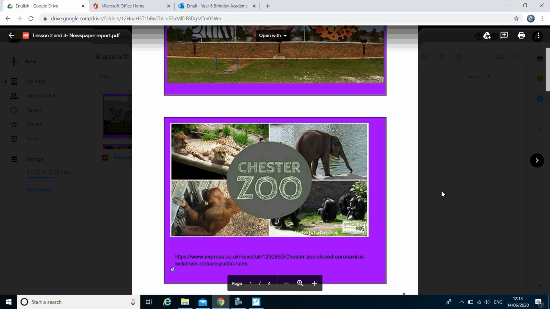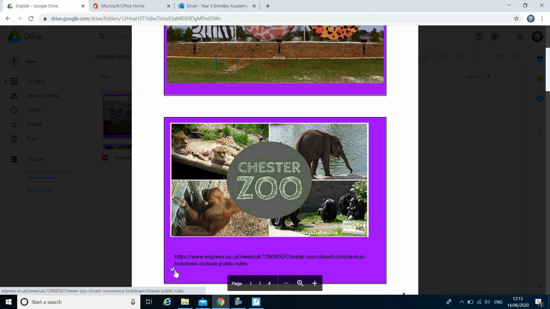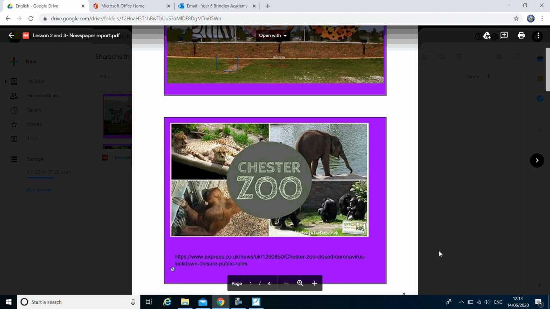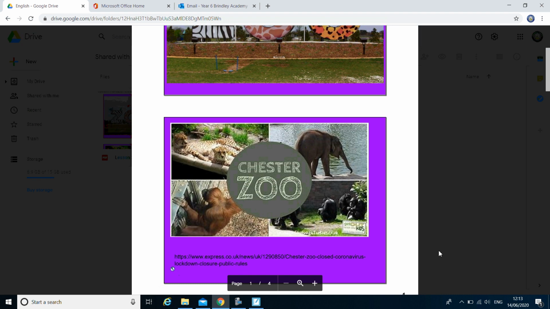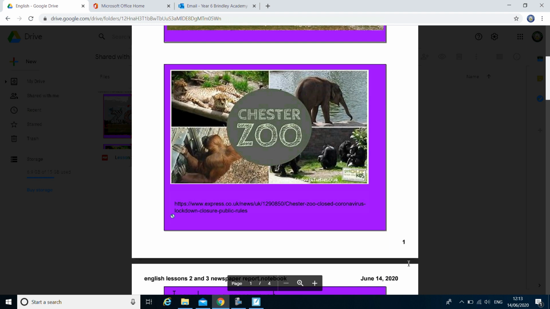So before you start this task, I would like you to click the link in the presentation and it will take you to a news article on the Express and Star website about Chester Zoo and some of the problems that it's been facing due to having to close its doors. What we're going to try to do over the next two lessons is to create a similar newspaper article about Chester Zoo and the problems that it's having.